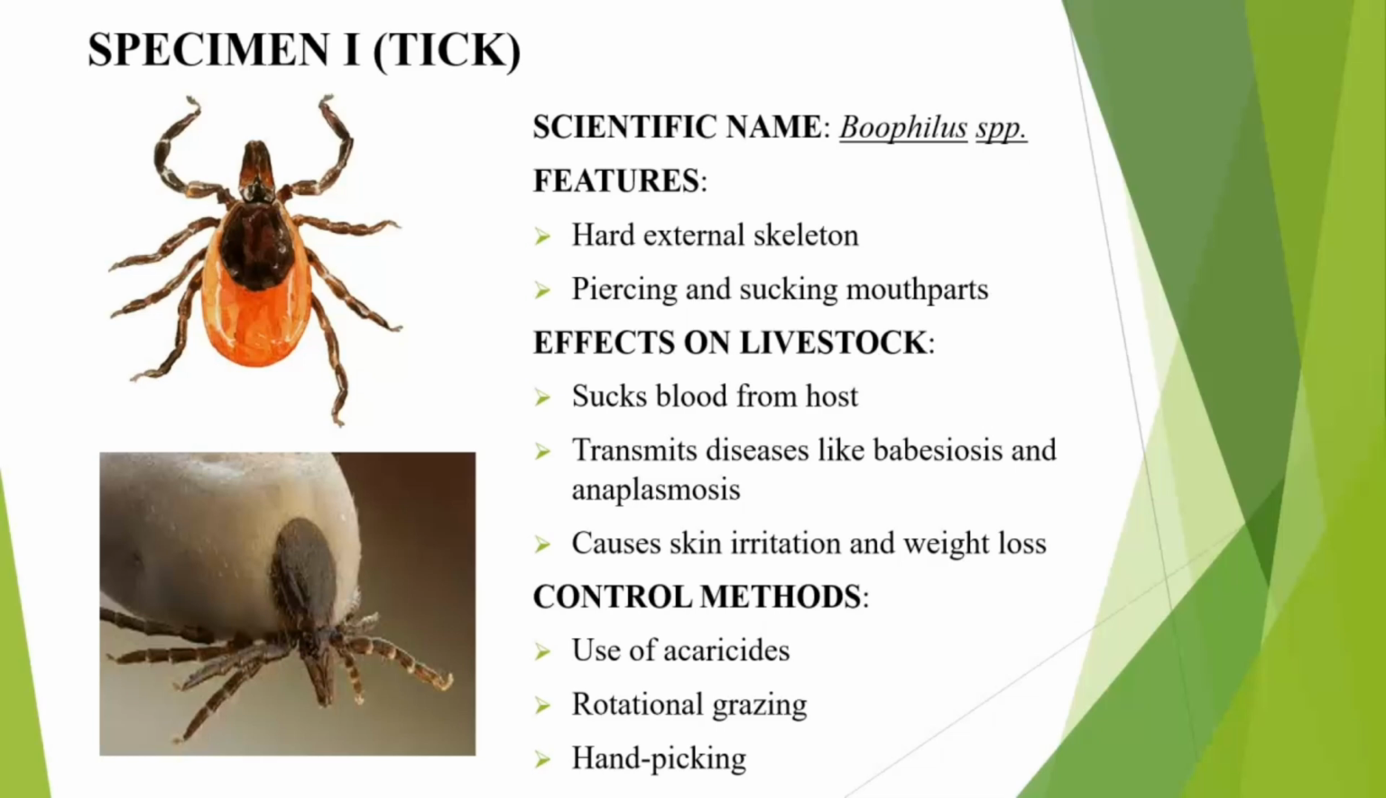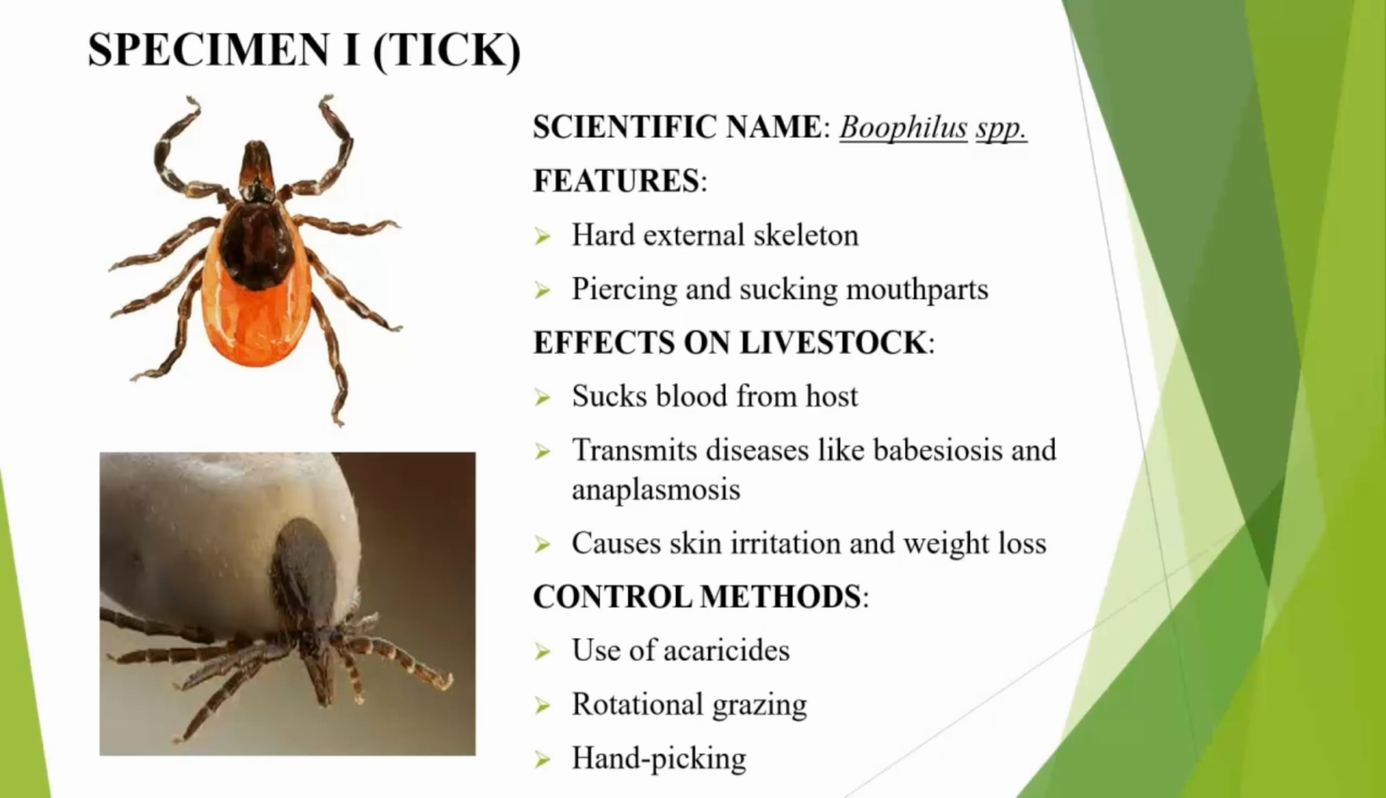So they could transmit disease to farm animals. Also, if they keep staying on the skin of farm animals, they can cause skin irritation, and then weight loss. Why weight loss? Because they are sucking blood from the livestock. Next, they could ask you to tell them the control method. How do we control this? The first is that we can use acaricides. And what are acaricides? Acaricides are just chemical substances that can kill mites and ticks. So we can use this chemical substance called acaricide to kill this specimen.